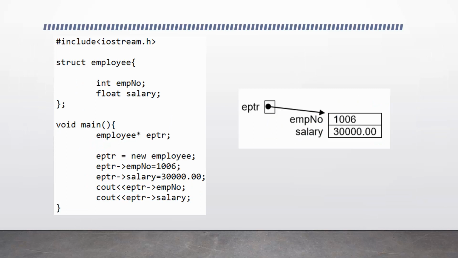This example shows how we access structures with pointers. Here, we have to create a pointer variable which can refer to an employee. And then a newly created employee instance can be referred to by this pointer variable. But in this case, we use this symbol instead of dot when we want to insert and retrieve data.